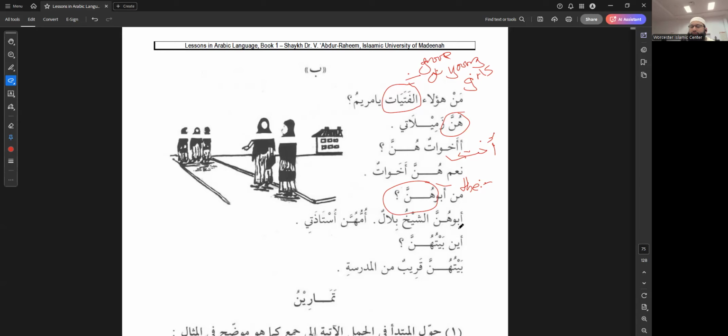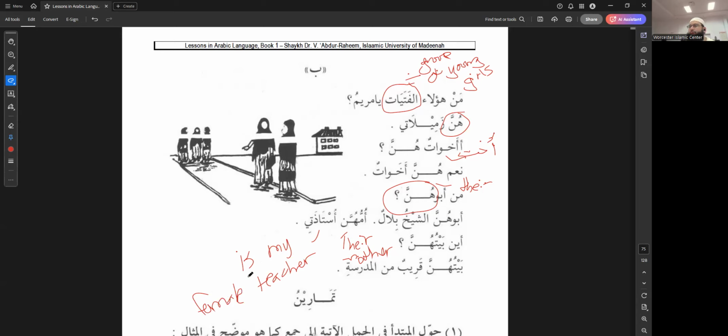Abu hunna, their father, is Ash-Shaykhu Bilalun. Is Sheikh Bilal. Ummuhunna, الأستاذة. Their mother, أمهن, their mother is my teacher. Okay, or more specifically, my female teacher.